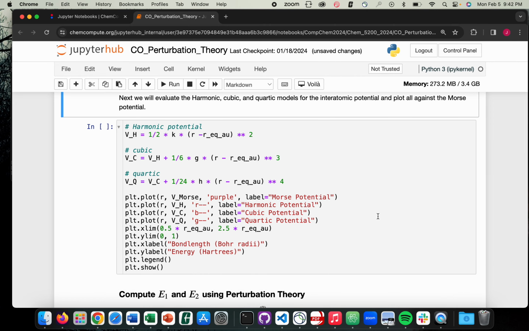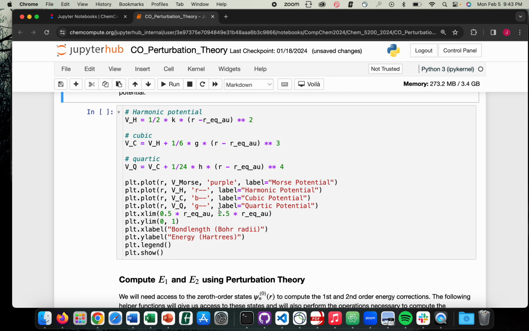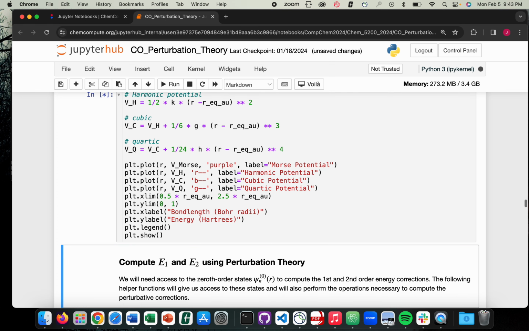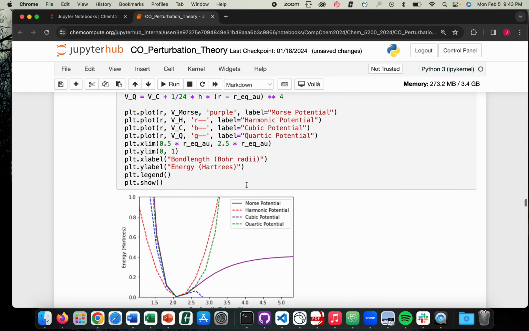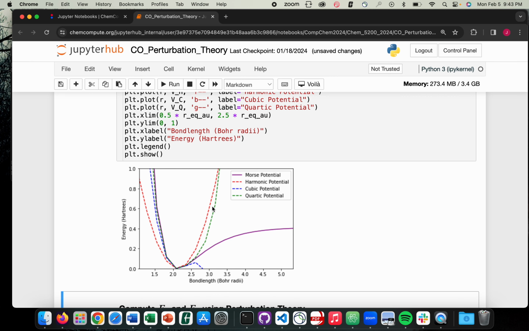All right, so now we have these different coefficients that define our Taylor expansion of the potential. And so let's go ahead and run this block and see the different contributions, okay? So I've got the Morse potential itself right here in purple, and I have the harmonic potential in red, okay? And so just looking at purple and red for a minute shows the important difference between the harmonic potential and the Morse potential that we discussed in class.